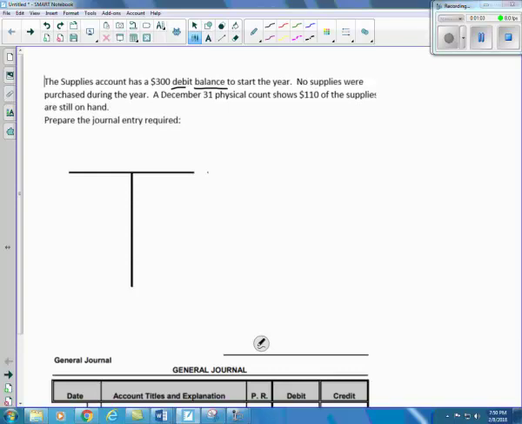So we're going to use a T account when solving these types of problems, particularly if you're just learning adjusting journal entries. However, you don't have to use them. They're not mandatory. Sometimes it may make more sense for you as you get a little better at this not to use T accounts. But as you can see, I'm going to use one, and it looks like a giant T. We are going to indicate that this is our supplies account.